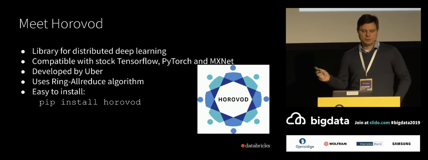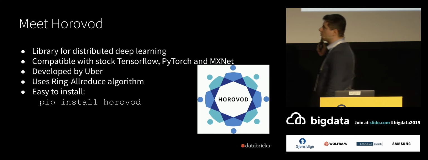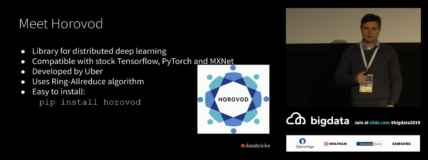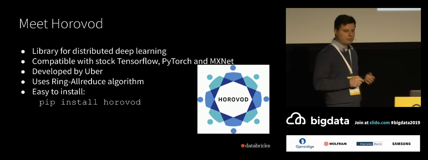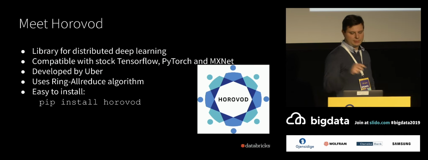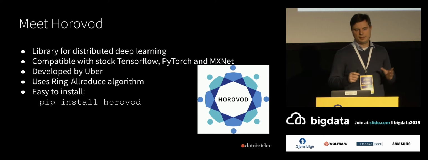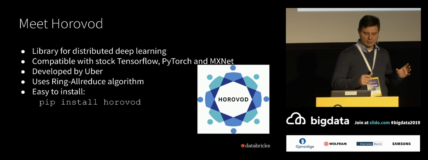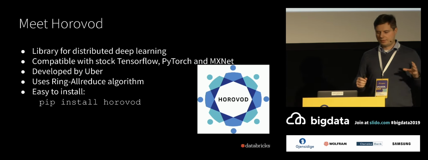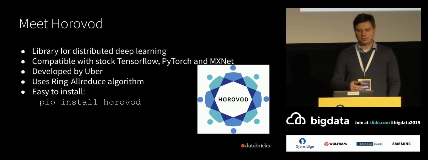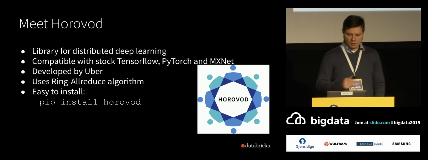So I would like to introduce you to the Horovod library. That's the library that was developed by Uber, and it implements this all-reduce algorithm, actually the ring all-reduce. So here the workers build a ring topology, and they're just sending the gradients to the next worker, and exchanging the gradients just as a ring.